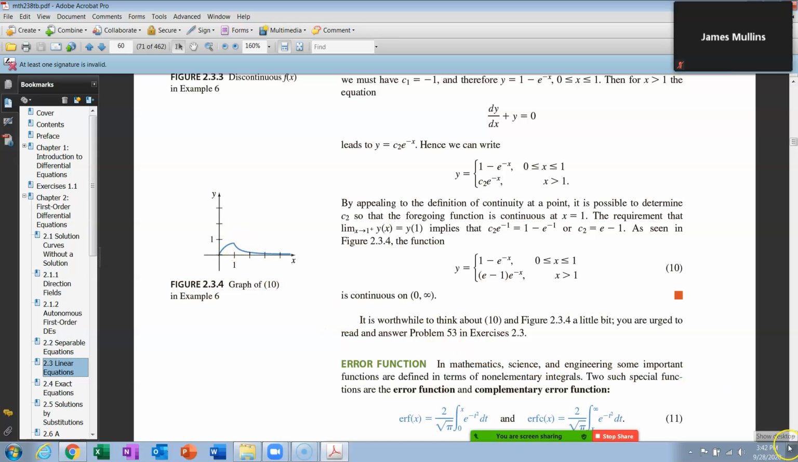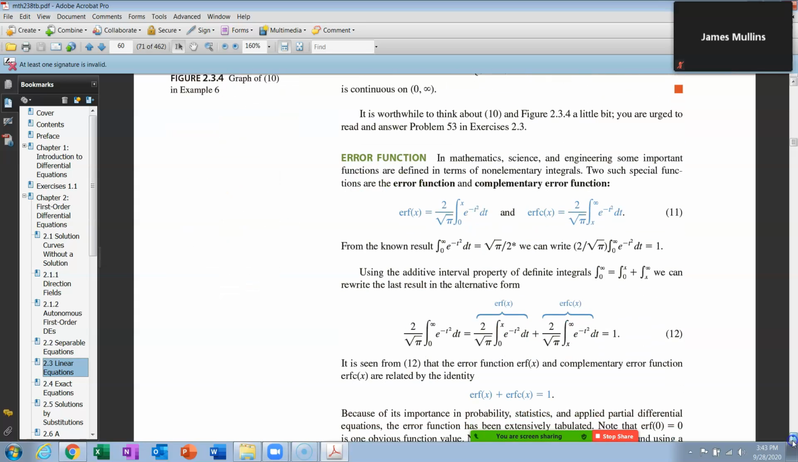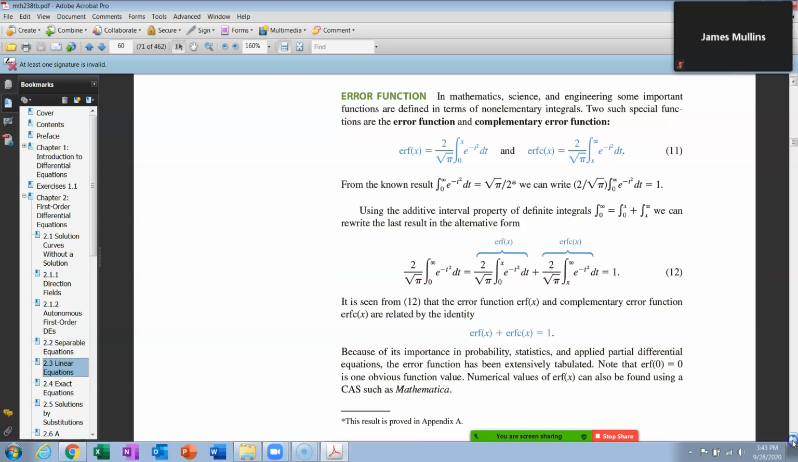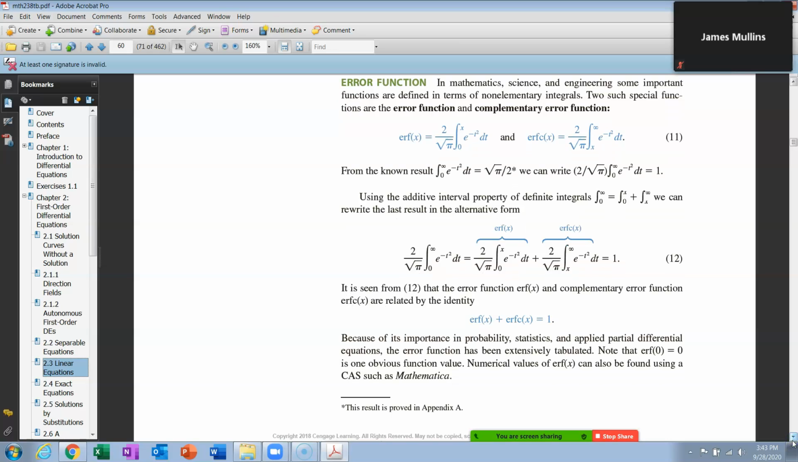Now, here they introduce something new. We only got 3 minutes, so let's see if we can get this done. In mathematics, science, and engineering, some important functions are defined in terms of non-elementary integrals. Haven't we seen this before? Two of these special functions are called the error function and the complementary error function.